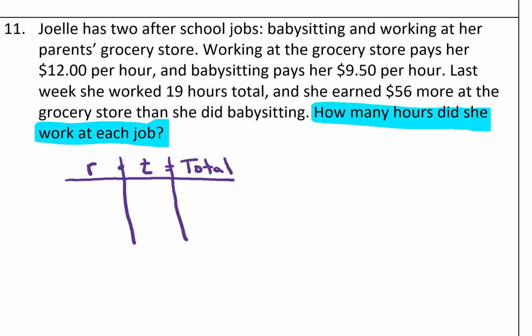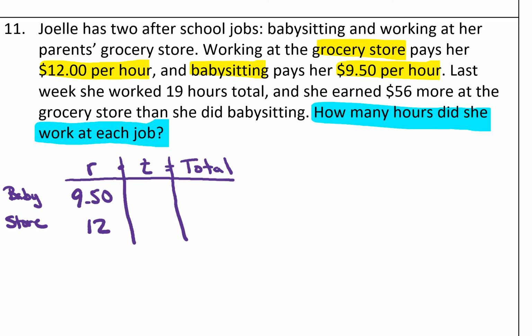So we know she has two jobs. She has babysitting, I'm just going to put baby. And she works at her parents' grocery store, so I'm going to put store. We know the grocery store gives her $12 an hour, and babysitting pays her $9.50 an hour. So those are going to be the rates of work. So 12 is for the store, and 9.5 is for the babysitting.